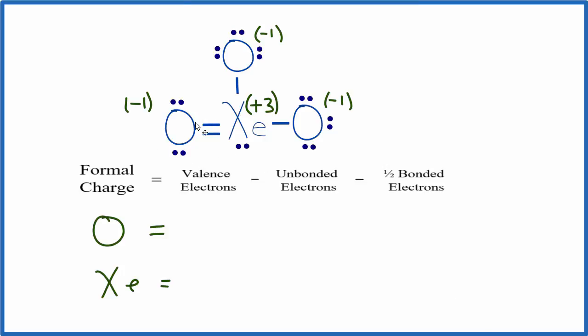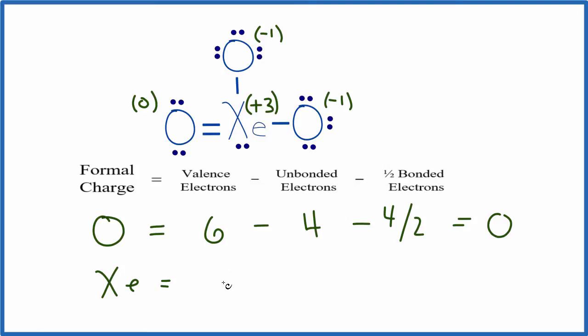Next, I'm going to recalculate the formal charges on the oxygen here, and then I'll have to do the xenon in the center as well. So oxygen, we have our 6 valence electrons. We're going to subtract unbonded. We have 2, 4 unbonded now. And then bonded, we made this a double bond, so we have 2, 4. 4 divided by 2. So 6 minus 4 is 2, minus 2, that's 0. So we have a 0 on this oxygen right here. That's kind of nice. Let's try the xenon.